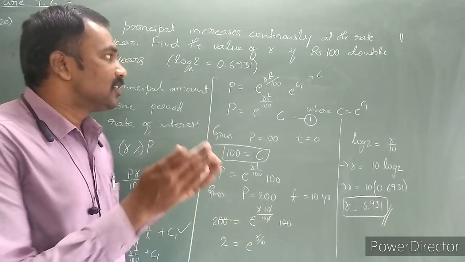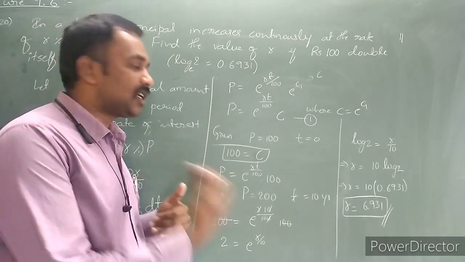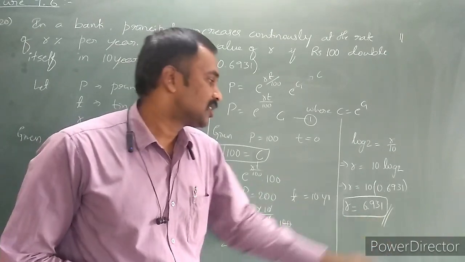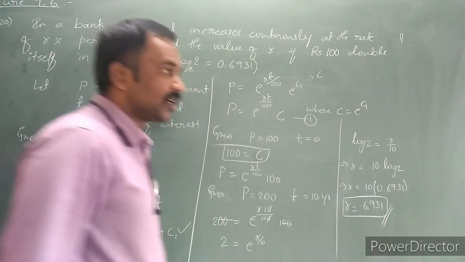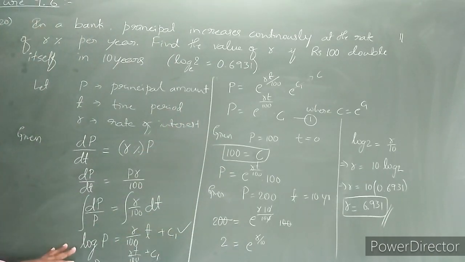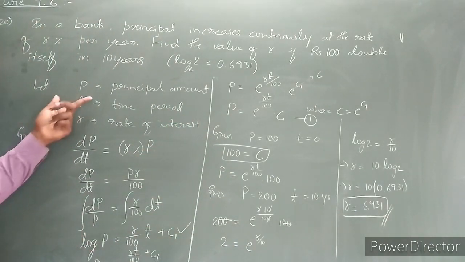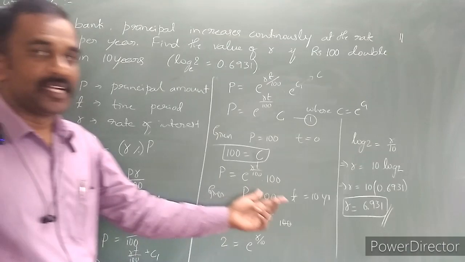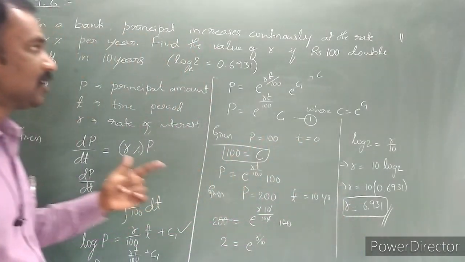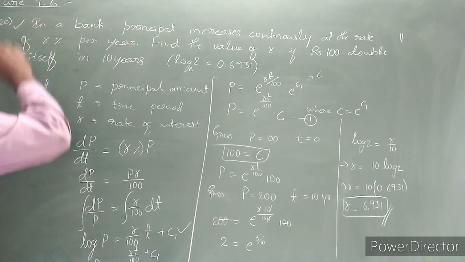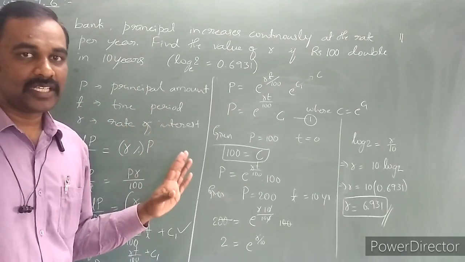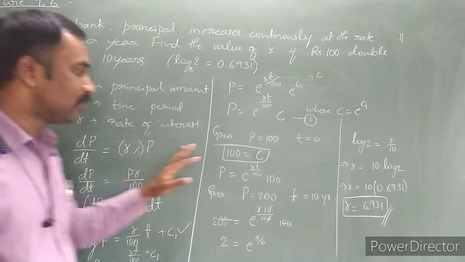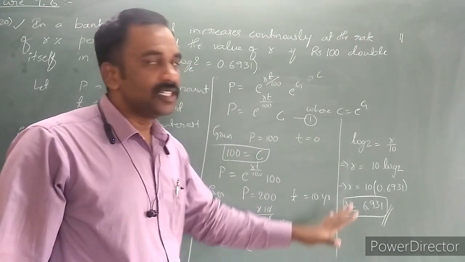In 10 years, the deposit amount becomes double at the rate of interest 6.931. This is the rate of interest. Okay, this is how we have to solve the problem. Very simple problem. Given thing is simplified, we will get the required answer. The main thing is how you convert the given word problem into the mathematical formulation. That is the important thing. At the beginning, if you got the point, you can easily solve the problem.